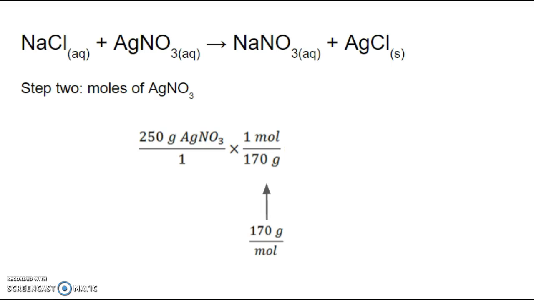Now if we multiply, we can actually cancel out the unit. And you guessed it, we can cancel out the unit of grams. So our final answer will be in moles of silver nitrate. I calculated this to be about 1.5 moles of silver nitrate as my answer.